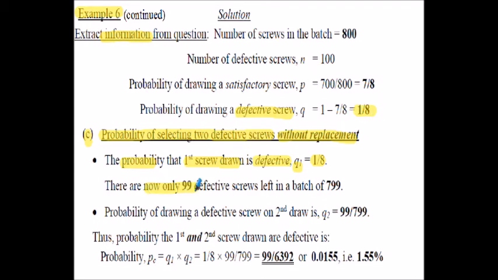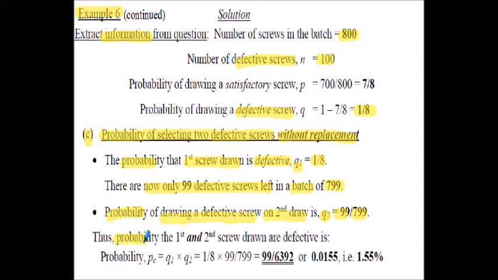Now there's only 99 defective screws left in the batch. There originally were 100 defective screws given in the question. We've withdrawn one, so now we've got 99 left. And of course the batch size is reduced also from the original 800 screws to 799. So the probability of drawing a defective screw on the second draw, Q2, is 99 over 799.